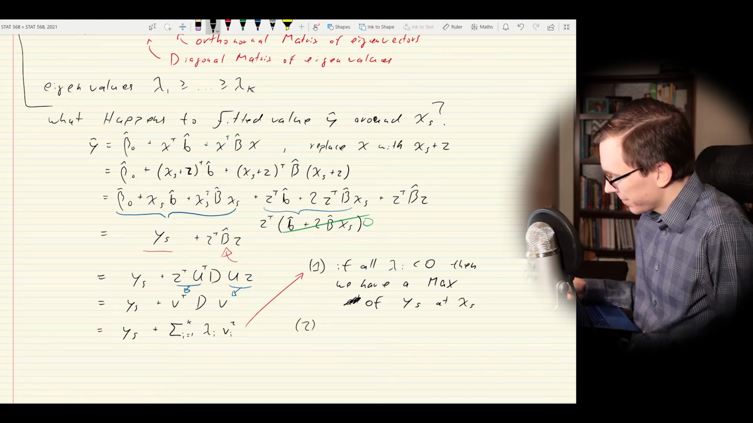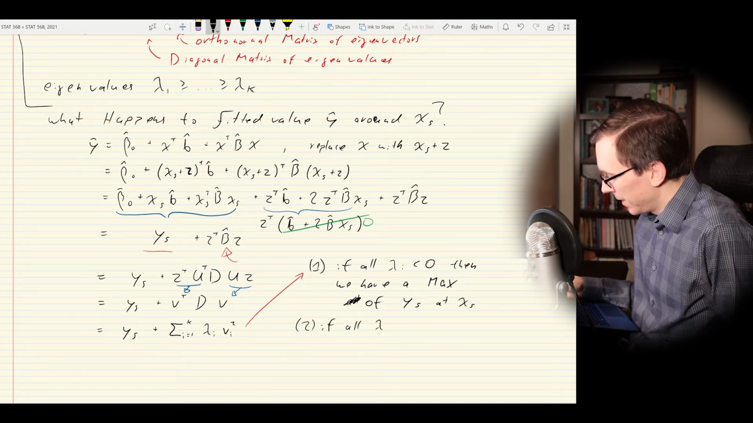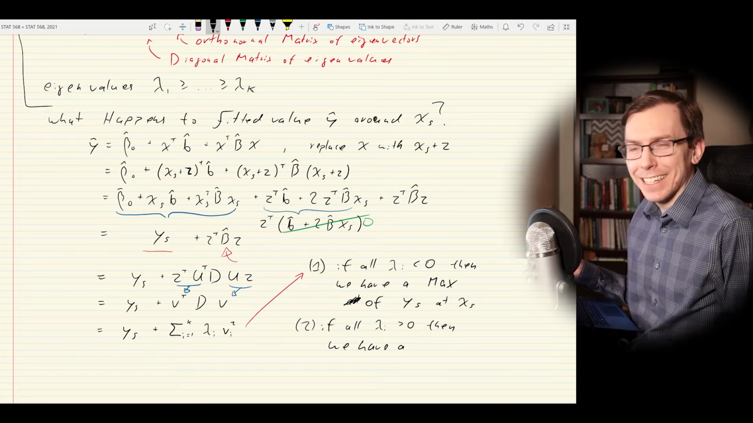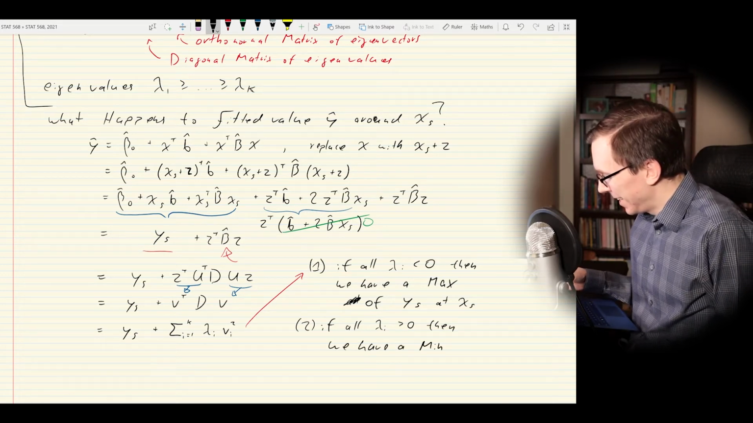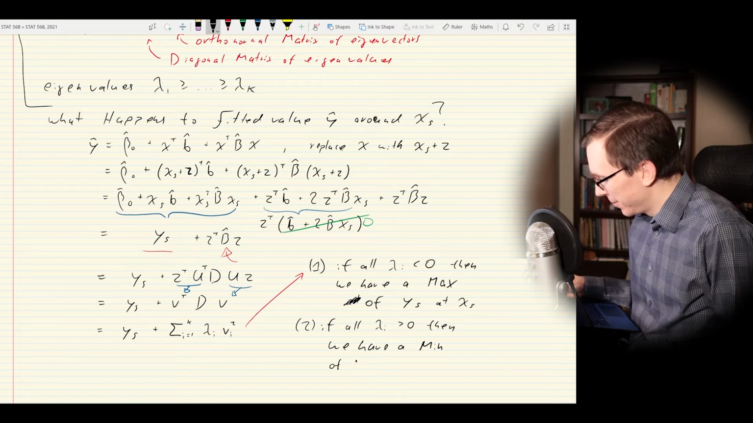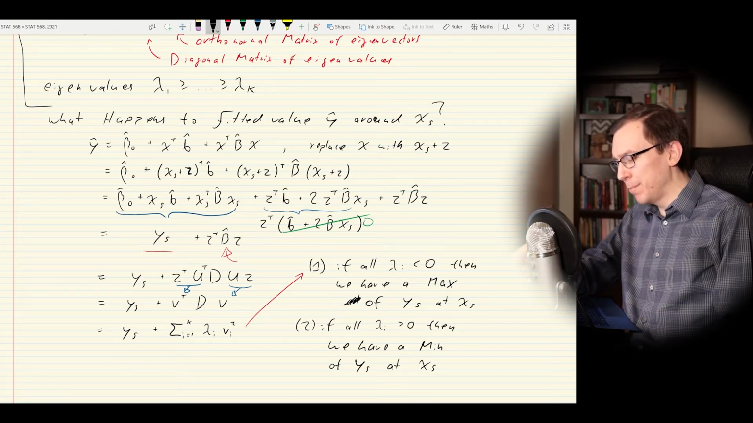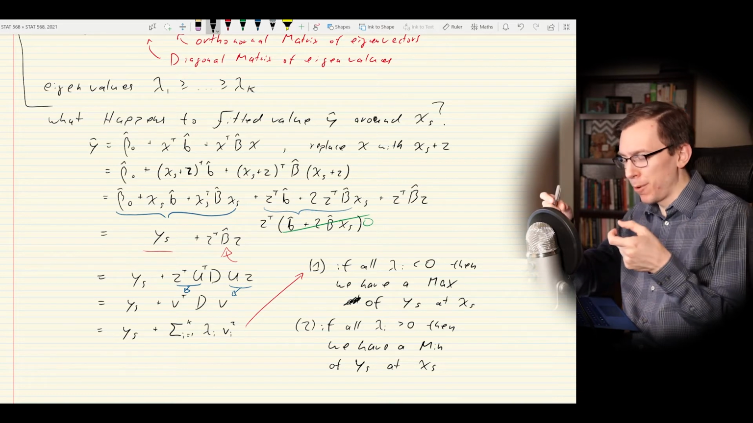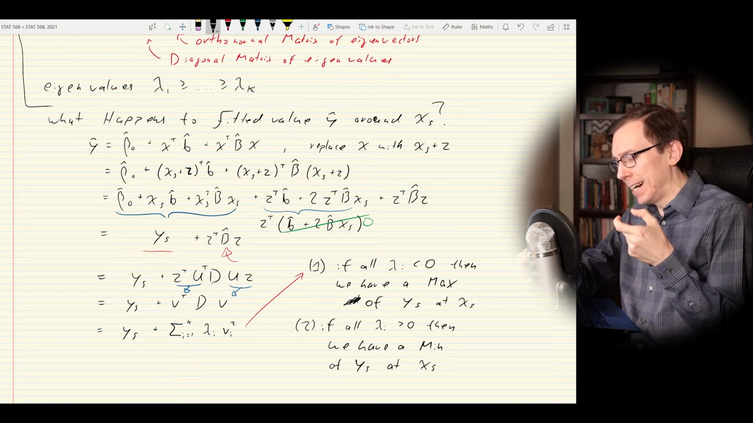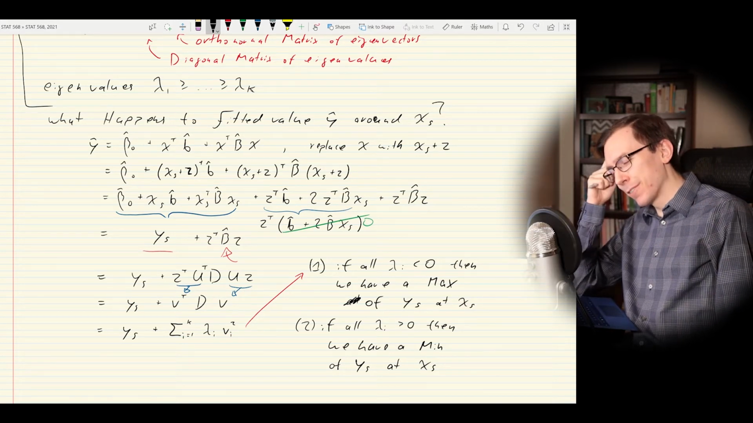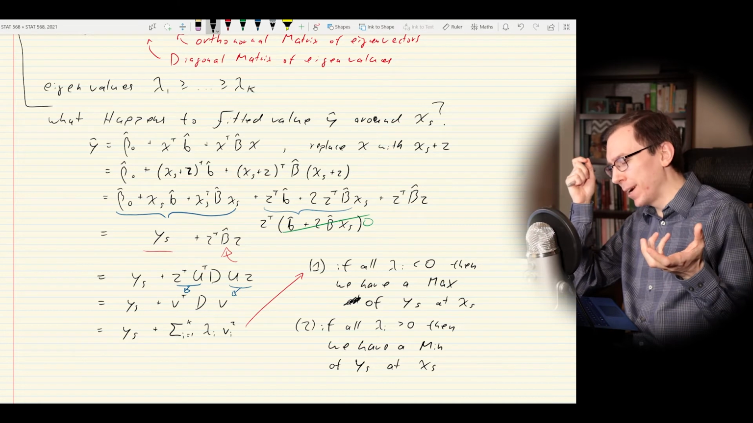Conversely, if all lambda i are greater than 0, then we have, I bet you can take a guess, a minimum of y s at x s. Again, if all the lambdas are positive, then that means whenever I move any of the v's away from the point 0, I'm just going to be adding a positive number to y s, which means it's only going to get bigger as I move away from my stationary point.